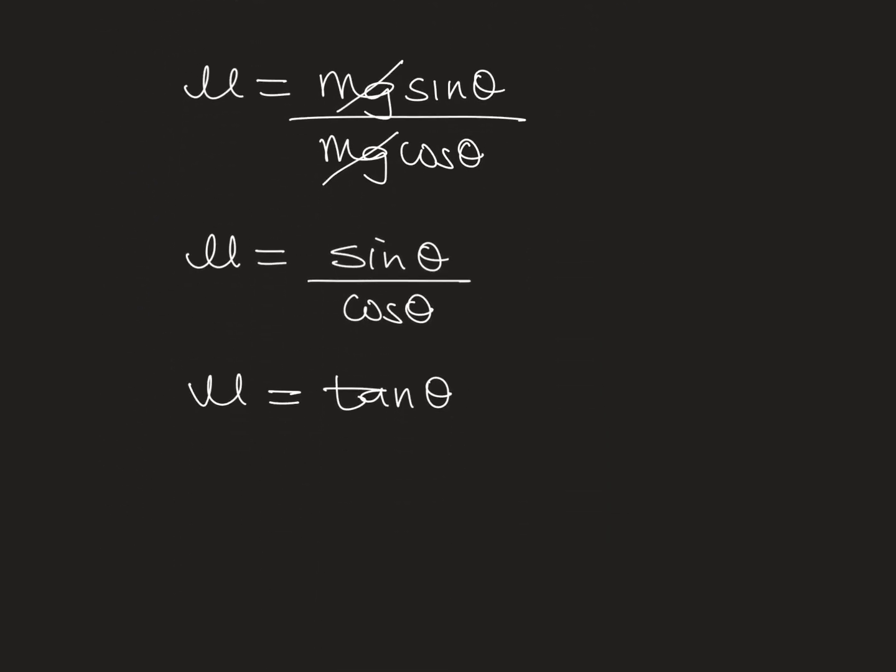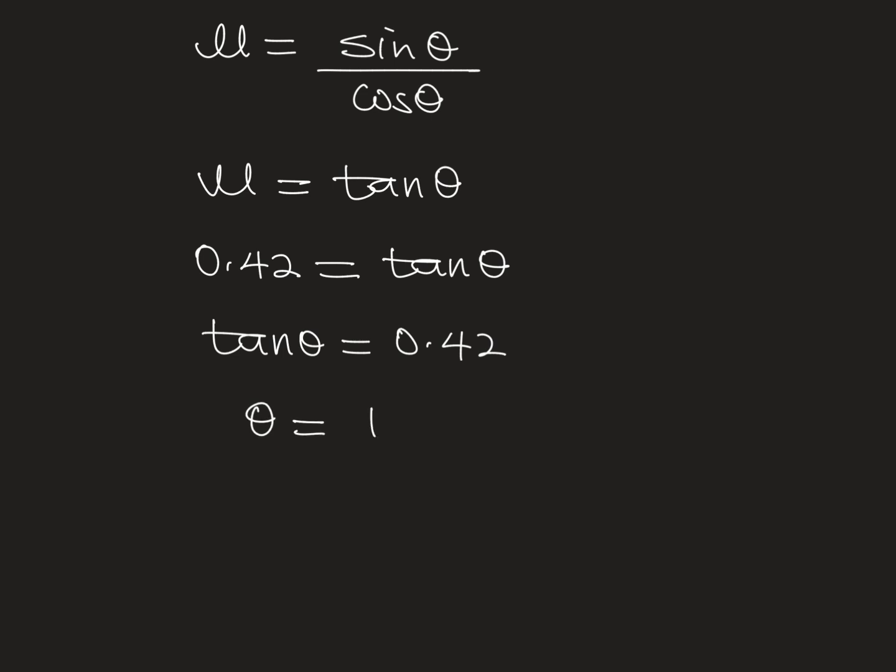Okay, so the coefficient of friction is 0.42. This is equal to tan theta. We can say tan theta is equal to 0.42. So to find theta, that will be the tan inverse of 0.42. And if you use your calculator and bring in the second function of your tan key, that is tan inverse of 0.42, will give you 22.8 degrees.